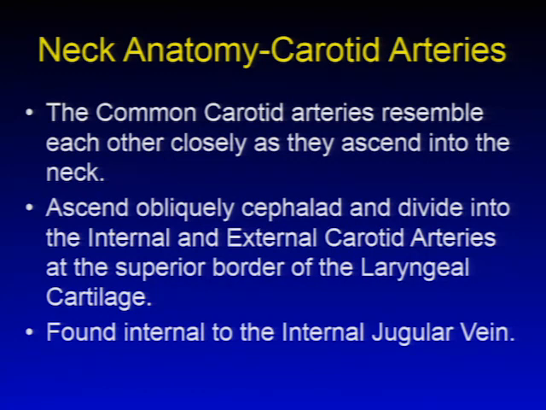The common carotid arteries resemble each other closely as they ascend into the neck. They ascend obliquely cephalad and divide into the internal and external carotid arteries at the superior border of the laryngeal cartilage. They are found internal to the internal jugular vein.